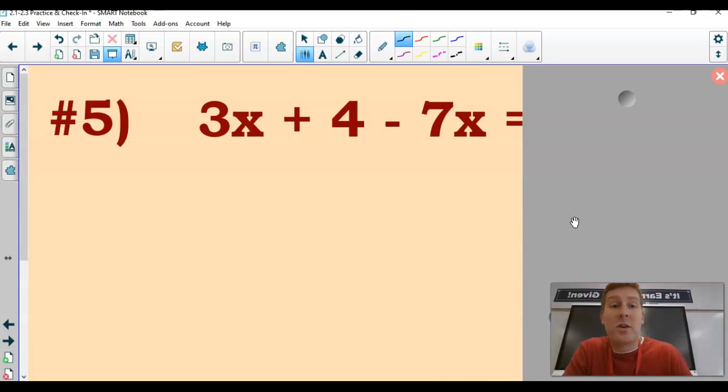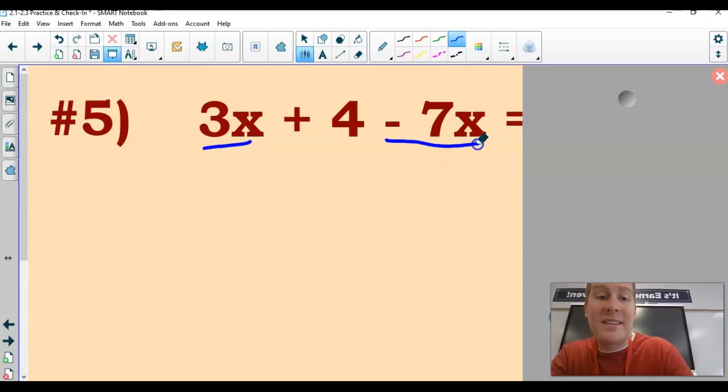And since these two terms, this 3x and this negative 7x, are on the same side of the equation, we're just going to add together their coefficients. And again, coefficient is the number that's being multiplied by the variable. So the coefficient of this term is 3, and the coefficient of this term is negative 7. So let's combine those together. So 3x minus 7x will leave us with negative 4x.